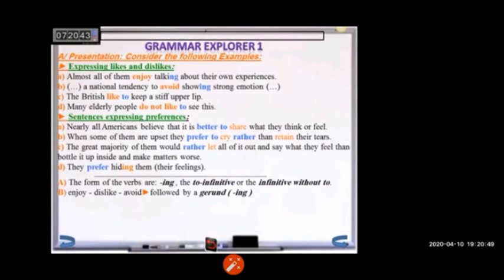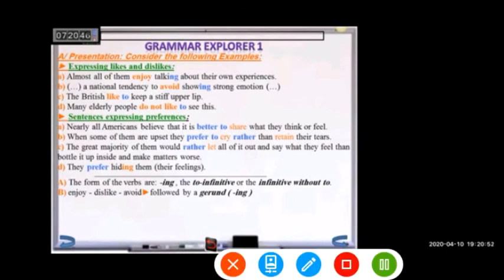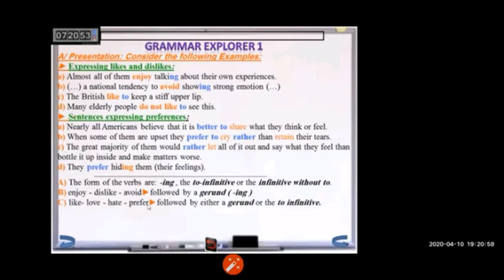You don't find infinitive, or infinitive with to or without to. Concerning like, love, hate, prefer, they are always followed by either a gerund or the to infinitive, which means infinitive with to: verb plus ing or infinitive with to. It's clear? Yes.